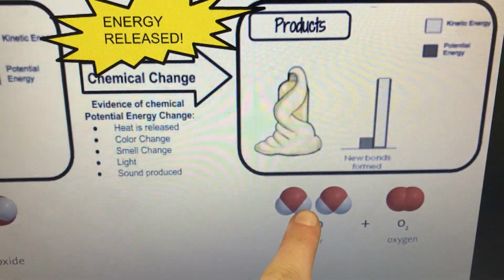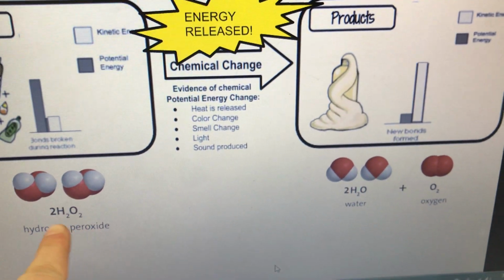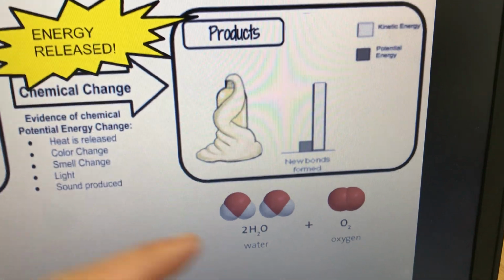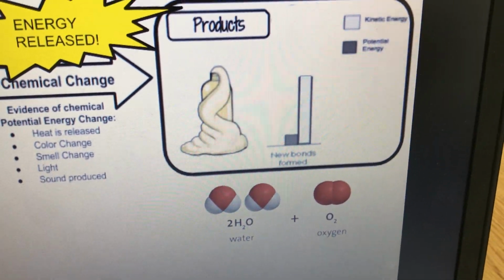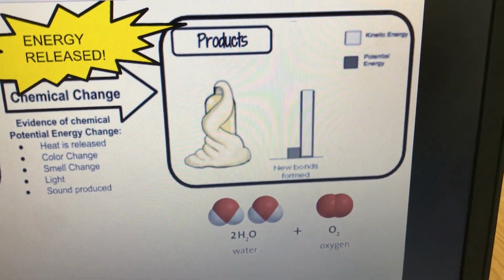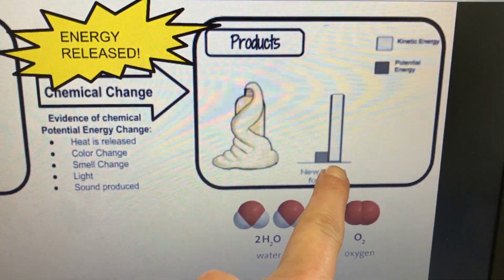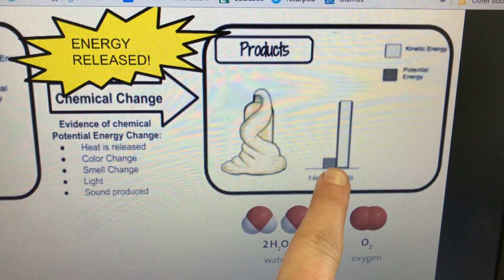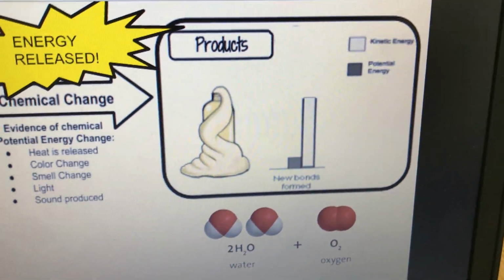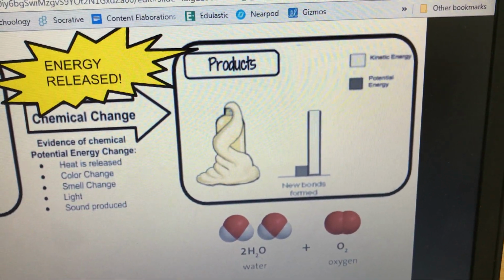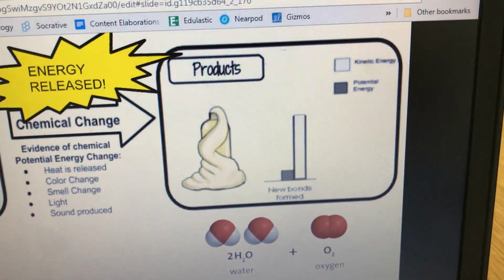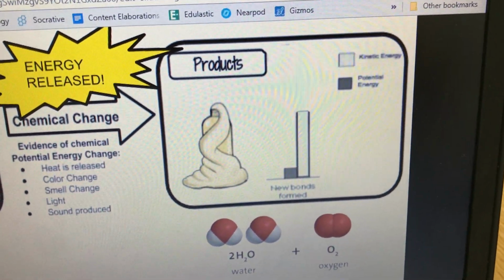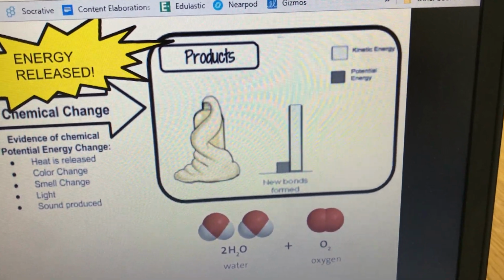Since these water molecules and oxygen molecules broke off from their normal hydrogen peroxide arrangement, think about it. Breaking off is a form of movement. They broke off, so that is kinetic energy. So take a look at this bar graph. You've got a ton of kinetic energy while your stored energy was already released during the chemical reaction. And we got heat, color, smell, light, sound, all those evidence pieces. So these products lost the potential energy and they have kinetic energy.